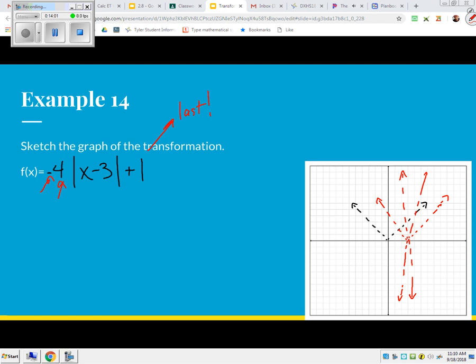Okay, and finally the +1. Everything goes up 1. So I'm going to have a skinny V that comes up to the point 3, +1. Full credit. If the 4, yeah, good question. So if the 4 was positive, I would not have reflected. My V would still be pointing up. Yes, good question. Any other questions?